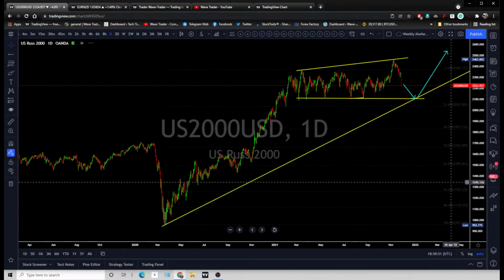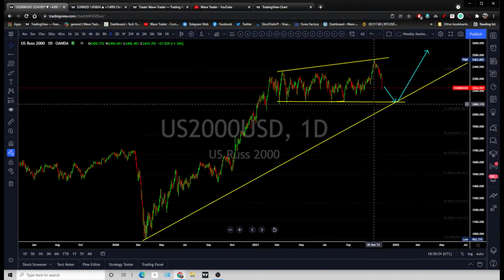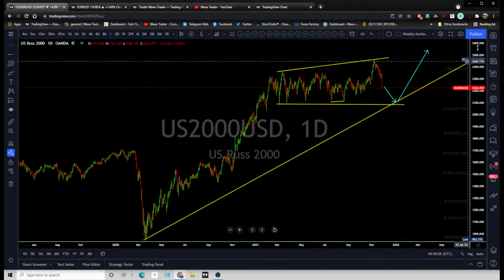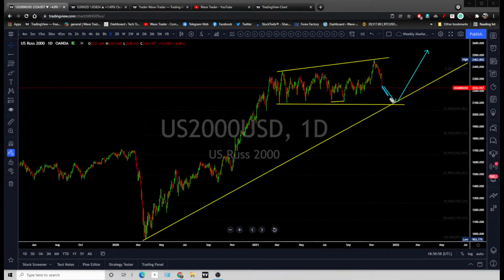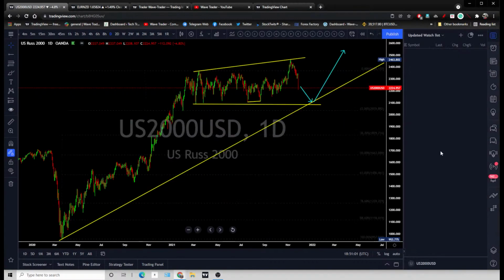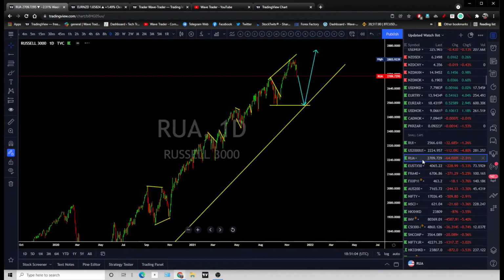All right, so the chart is very much clear. Just hold these previous lows. All right, these previous lows. This previous low. The chart is showing you what to look for. Hold the previous lows. Do not crash more than that.